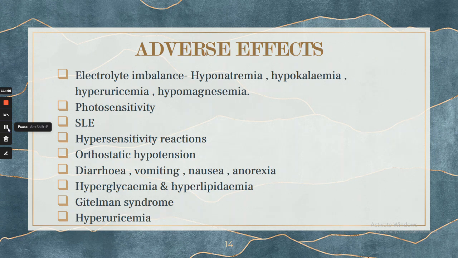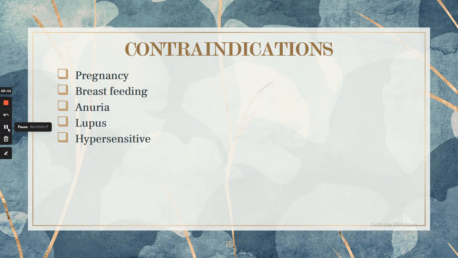Hyperglycemia, as I said, hyperlipidemia also. Then Gitelman syndrome. Now this Gitelman syndrome is when the mutation in the sodium and chlorine import occurs, which then causes inherited hypokalemic alkalosis, and hence Gitelman syndrome occurs. Other is hyperuricemia.